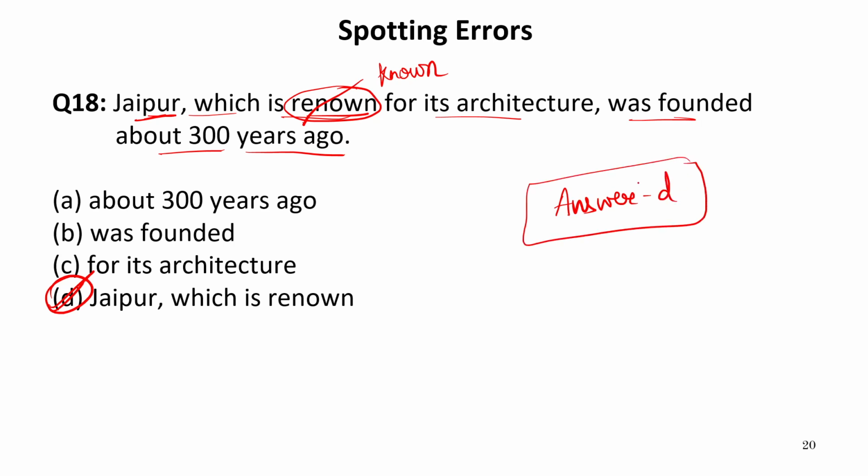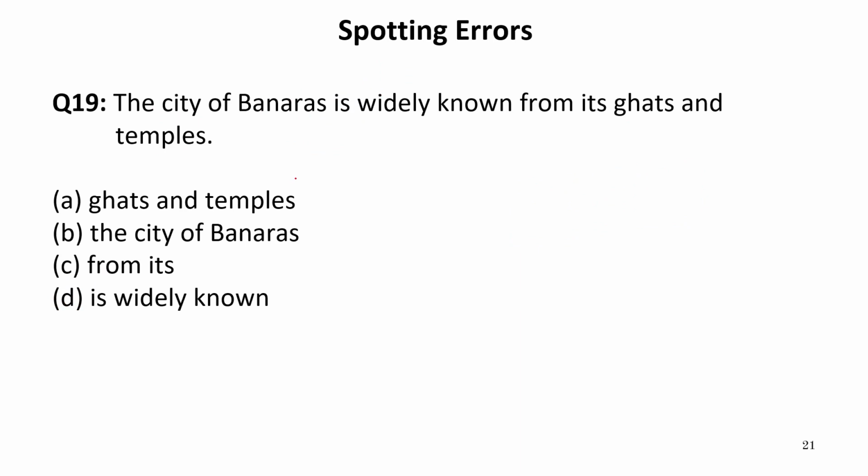Now, let us move to the next one. The city of Banaras is widely known from its ghats and temples. Again, known is always followed by a preposition for. Known for its ghats and temples. Therefore, the error is in part C. This is the preposition error. So, our answer is C.